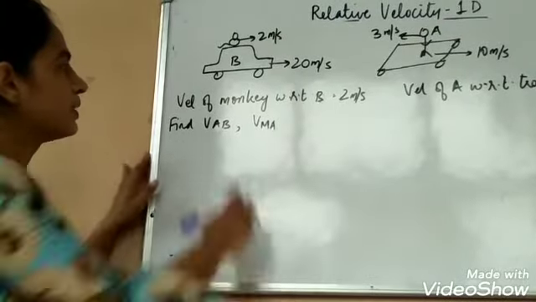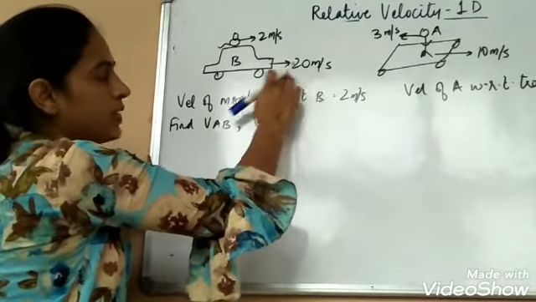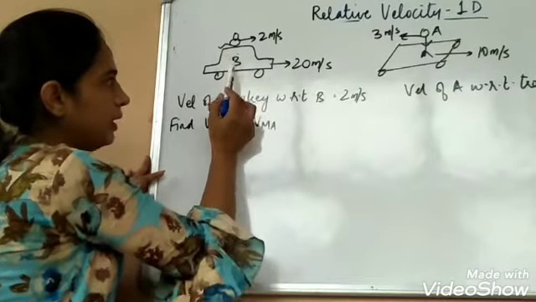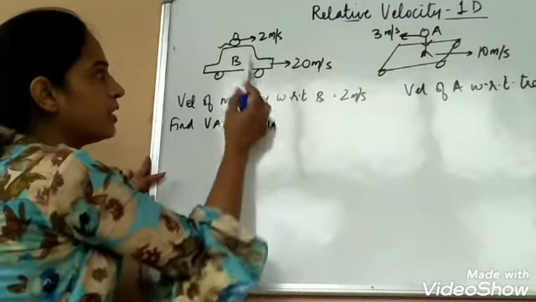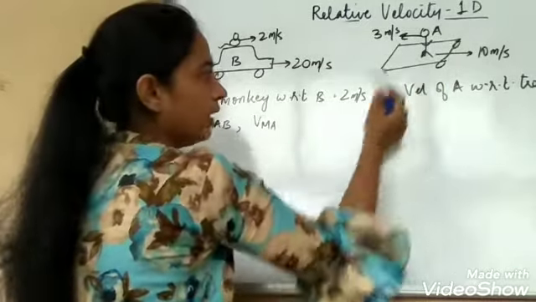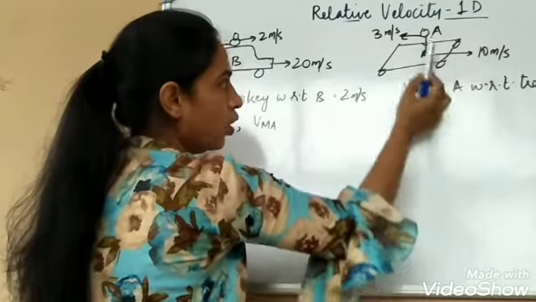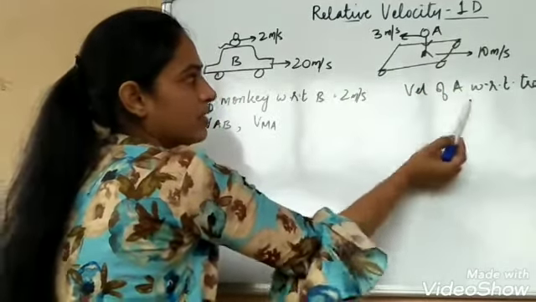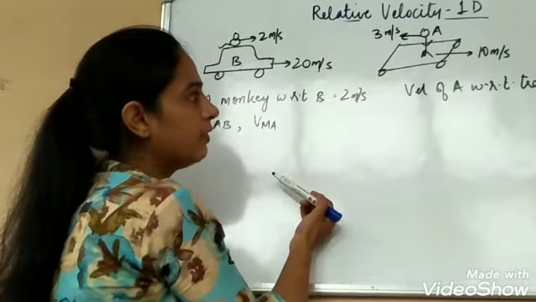The next question says like this: there's a car B which is moving in the positive x direction with a velocity of 20 meter per second. On the car there is a monkey who is moving with a velocity of 2 meter per second. Velocity of monkey with respect to B, with respect to the car, is given as 2 meter per second. There is a trolley which is moving with a velocity of 10 meter per second in the positive x direction. On the trolley there is a person A which is moving with 3 meter per second with respect to the trolley, but in the opposite direction, in the negative x direction.